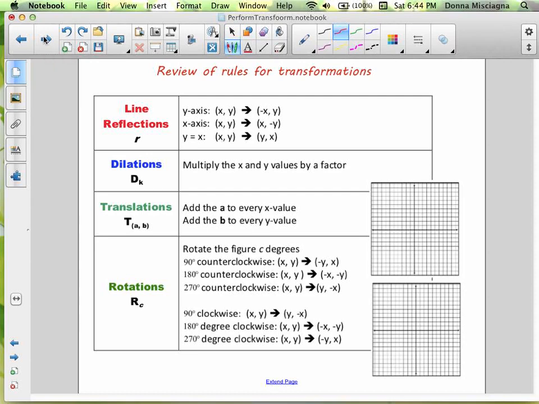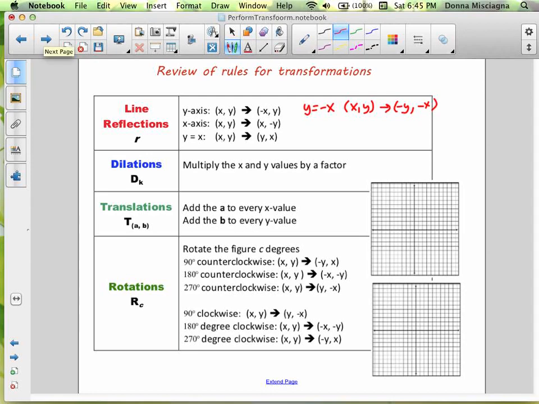Reflection over the x-axis, (x, y) maps to (x, -y). And then y = x, (x, y) maps to (y, x). Notice we don't have a couple of them there. Let's include y = -x. So (x, y) maps to (-y, -x).